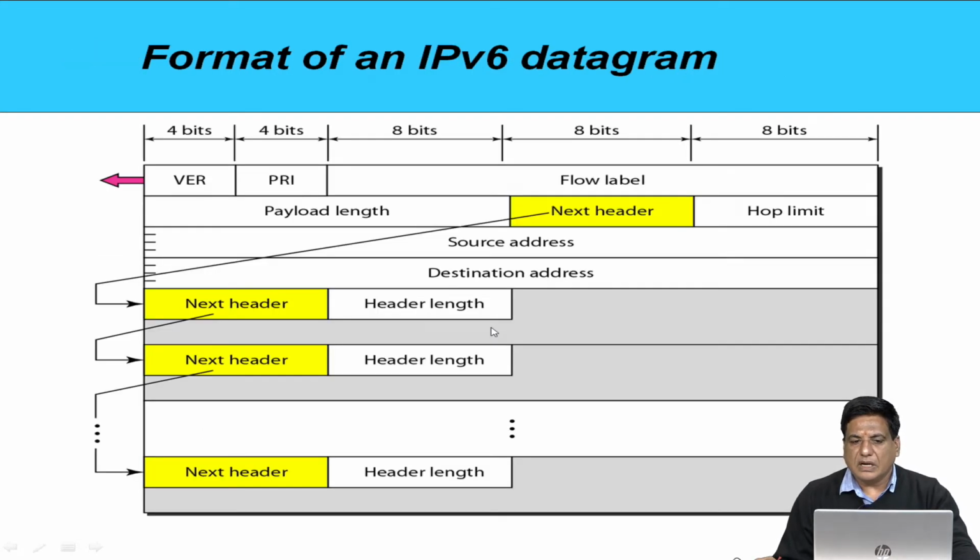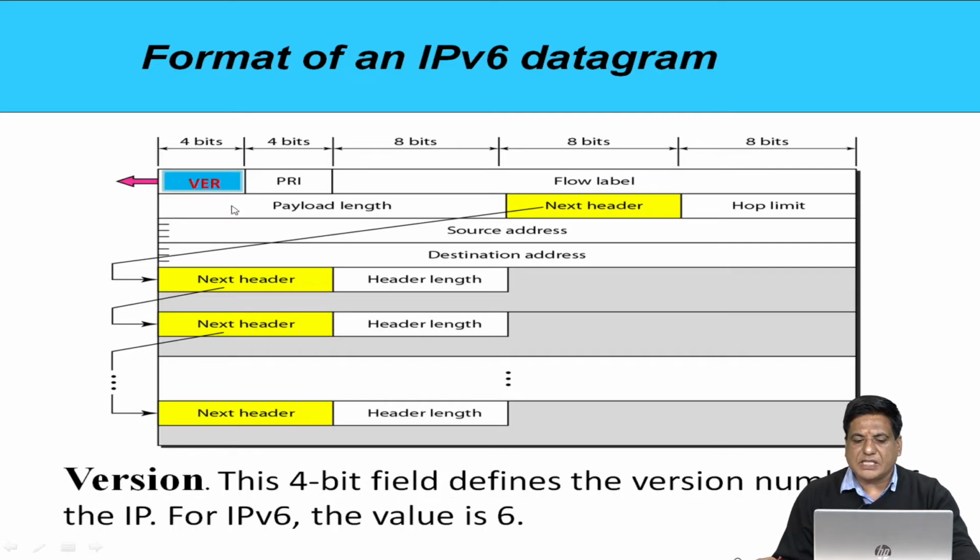Now we discuss the frame format for IPv6 datagrams. Here each row is 4 bytes. The first field is version, which is a 4-bit field. This field specifies the version of IP, which version we are using. For version 6, this comprises 0110, which is 6 in decimal.